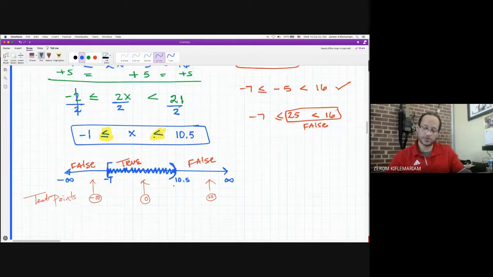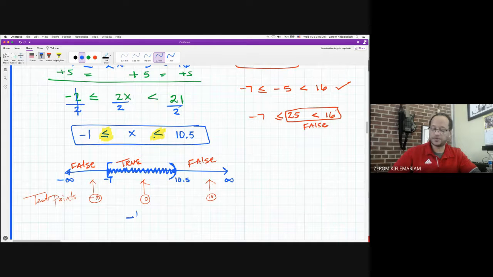So based on this, my interval notation answer would be: my solution is from -1 all the way to 10.5. So it would be a bracket on the left side. On the right side, it would be a parenthesis.